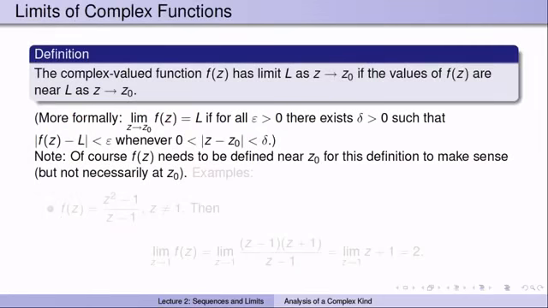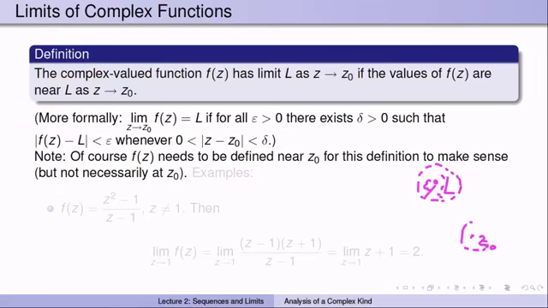We also need to talk about limits of complex functions. We say that a complex valued function f has a limit L as z approaches z0 if the values of f are near L as z goes to z0. So that means if I draw a small enough disk around L, a disk of radius epsilon, then eventually all the f of z values are in that disk if the z values are close enough to z0.